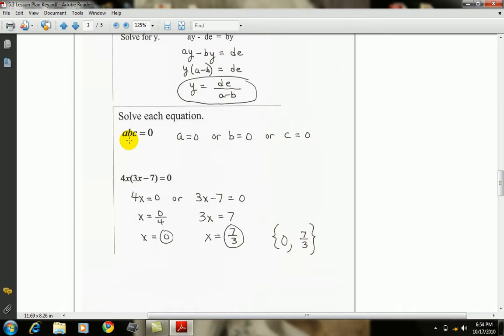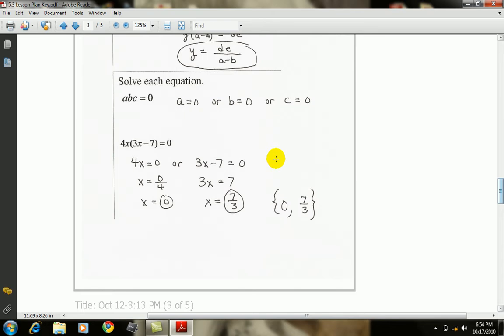So the best way to say it would be either a equals 0, or b equals 0, or c equals 0. And the part that we don't talk about is, or maybe all three, but I don't care about that. I care about the word or in the middle here, because or in math means one or the other, or both. Or in this case, or all three. So those are my answers to that equation.